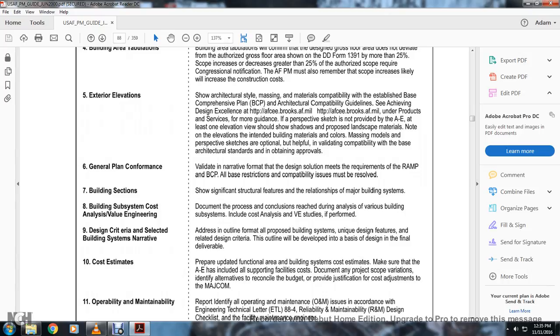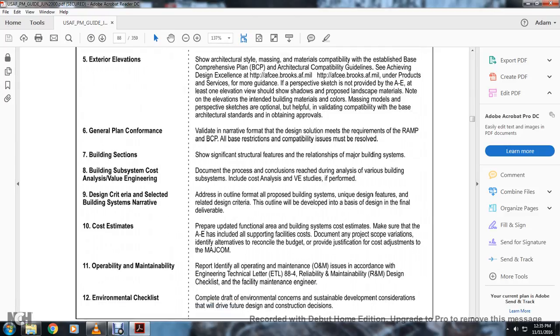Building sections show significant structural features, relationships, major system components, and building sustainment. Subsystem cost analysis, review, value engineering, and document processing give the conclusion of each analysis of the various building subsystems, including analysis and value engineering studies performed. Design criteria and selected building system narrative: address and outline the proposed building system, design features, and related design criteria developed as the basis of the design for the final delivery.